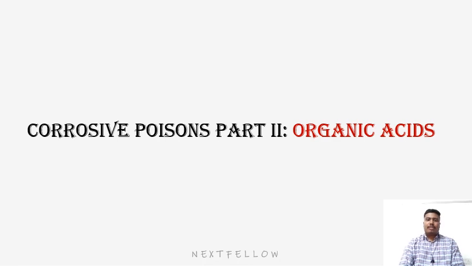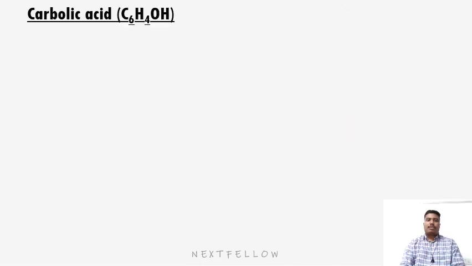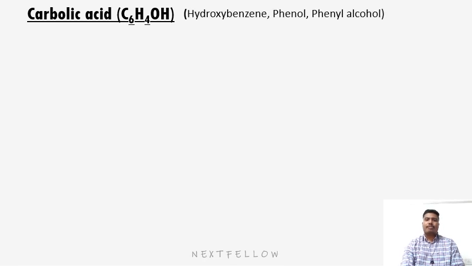Hello everyone. So today we will discuss part 2 of corrosive poisons, that is organic acids. Now the first organic acid is carbolic acid. It is also known as hydroxybenzene, phenol or phenyl alcohol.